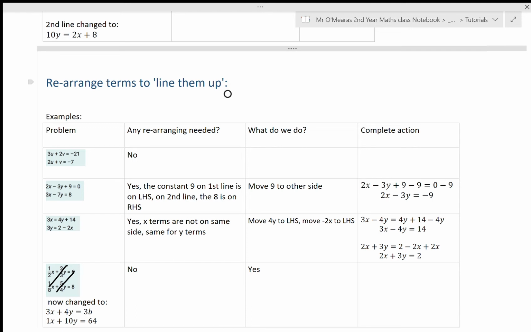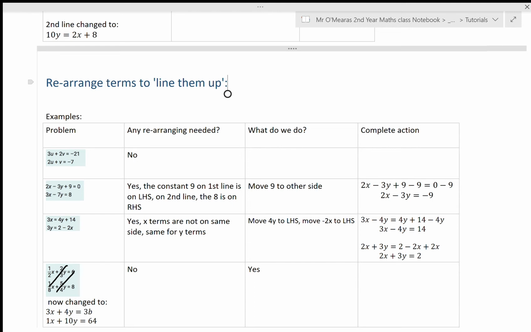The second line, you can see the x's are fine, then we have the y's. On the first line we have the constant and then the equals, and on the second line we have the equals and then the constant. So they're not lined up. While the 9 and the 8 look like they're above each other, the equal signs need to be in the same place in both cases. So we decide here that the constant 9 on the first line is on the left hand side of the equal sign. On the second line, the 8 is on the right hand side.